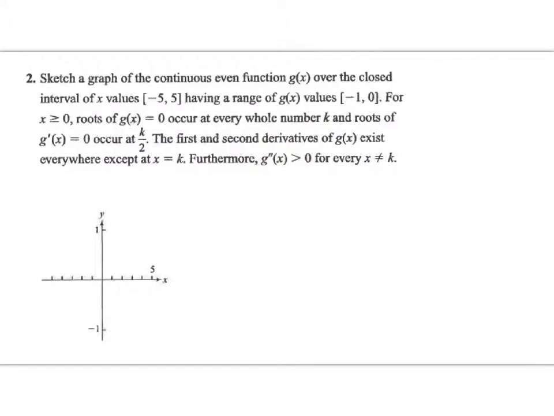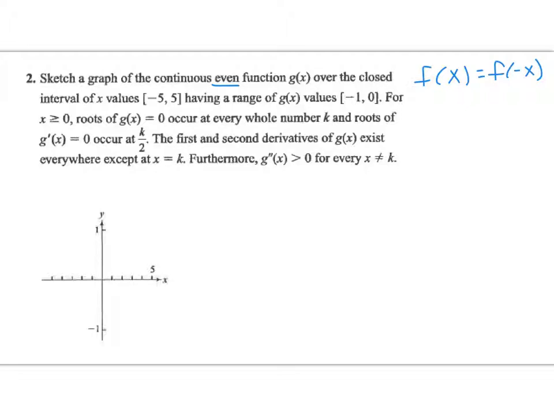All right, let's try another one. It says sketch a graph of a continuous even function. So even means it's symmetric to the y-axis. It tells me that f of x has to equal f of negative x. It's closed over our interval of x values from negative 5 to 5, having a range of g of x values from negative 1 to 0.